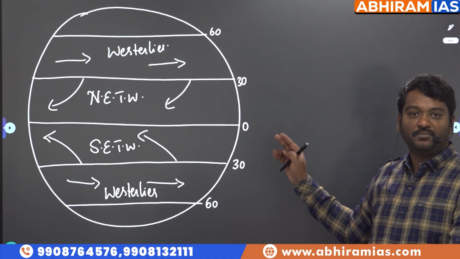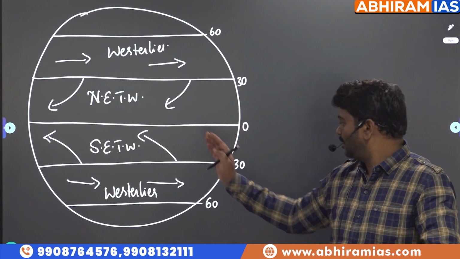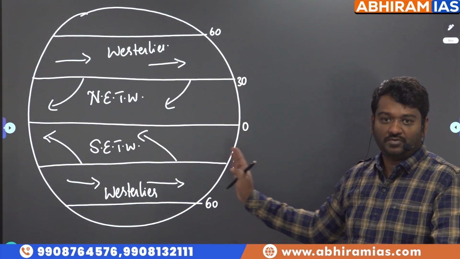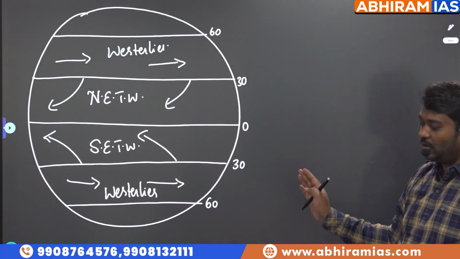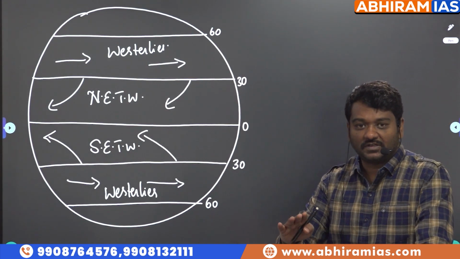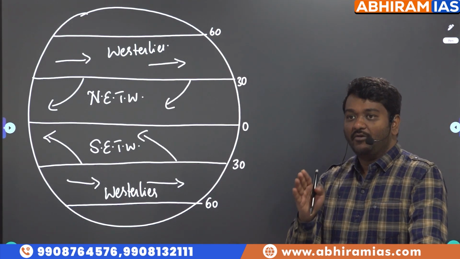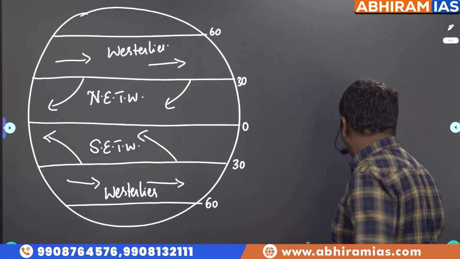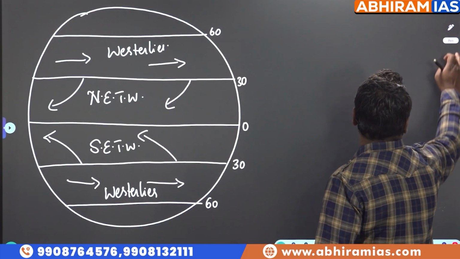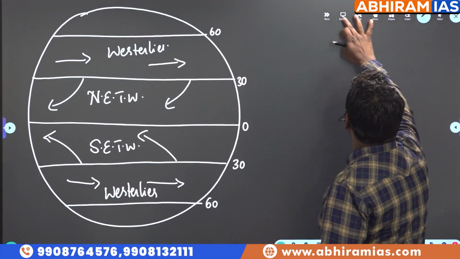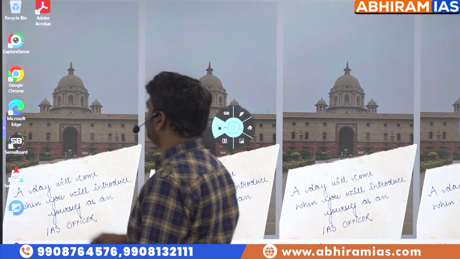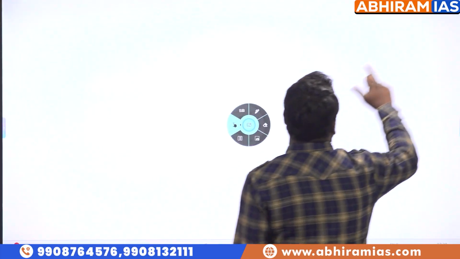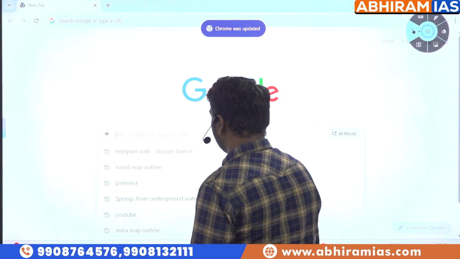Wind is blowing from east to west. 30 to 60, wind is blowing from west to east. Okay. So as wind blows in a specific direction, water also starts flowing in that particular direction. So because of this, you can also open your world map.